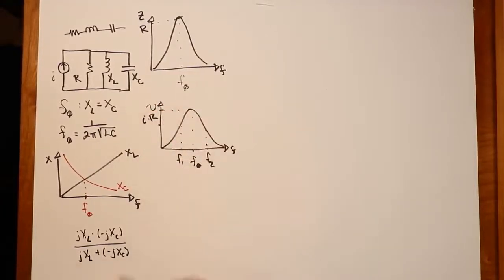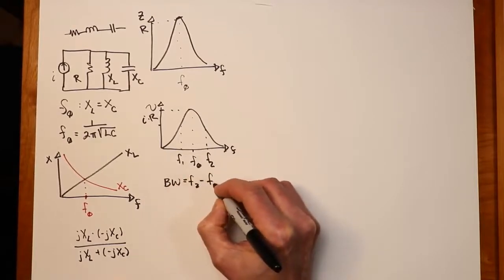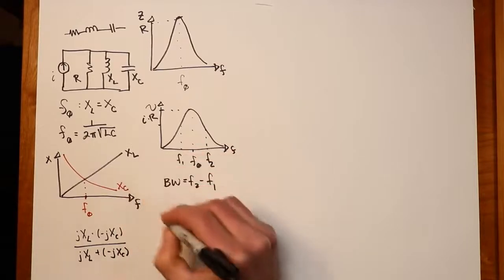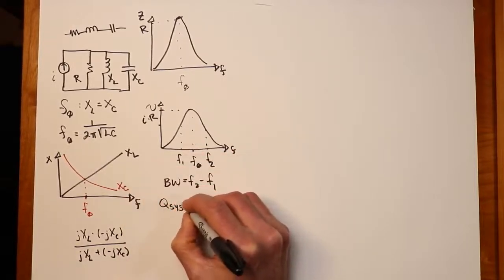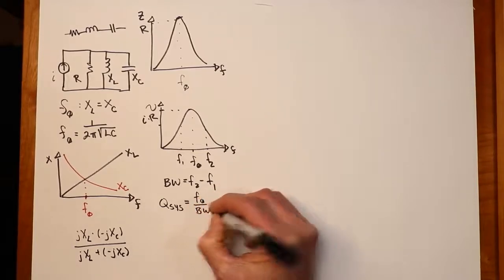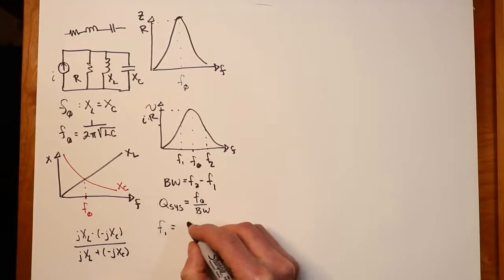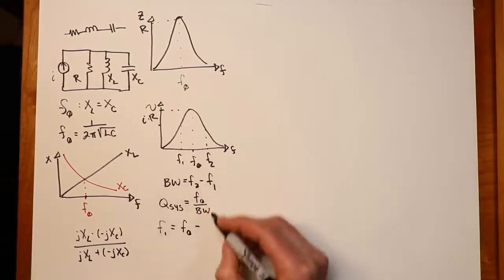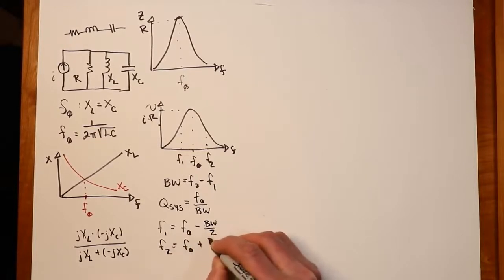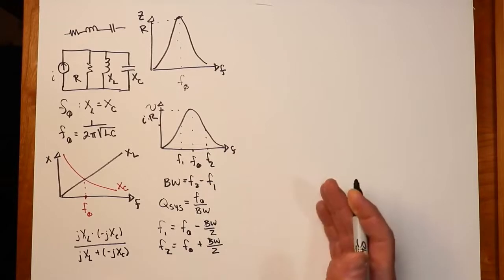It would still be true that bandwidth would be defined as F2 minus F1. That doesn't change. We would still refer to the Q of the system in terms of the F0 and the bandwidth. And it would still be true that we could approximate, again, at least for high Q, F1 as being F0 minus the bandwidth splitting in half, half on either side, and F2 as being F0 plus that same piece. So this is true for high Q stuff. Same exact thing that we saw in series.